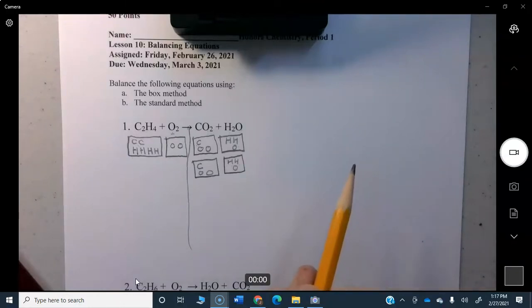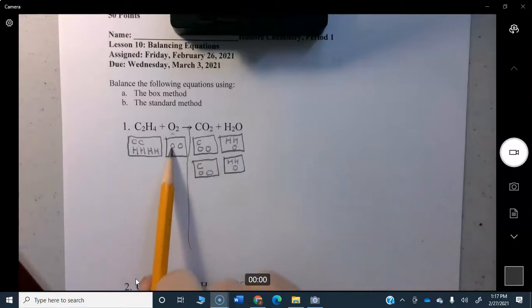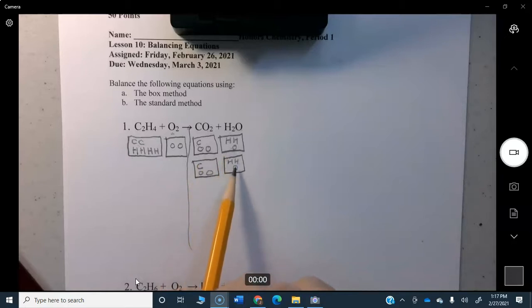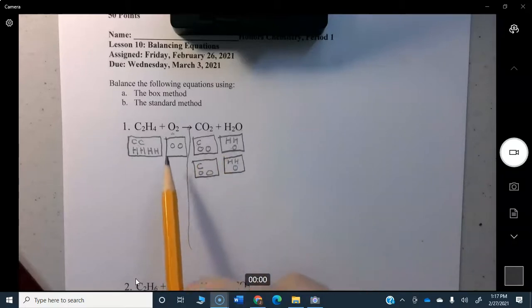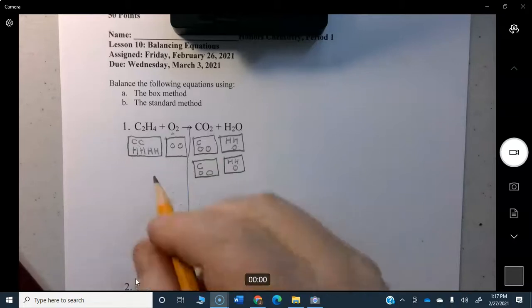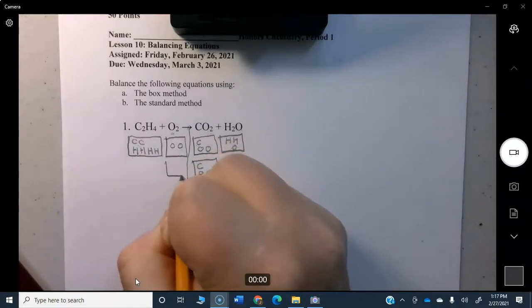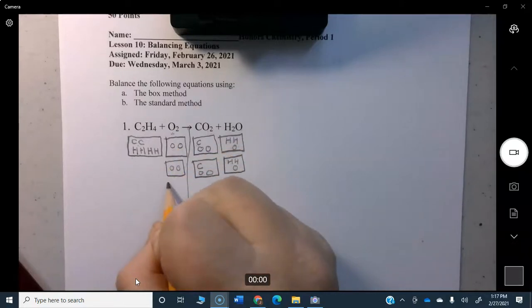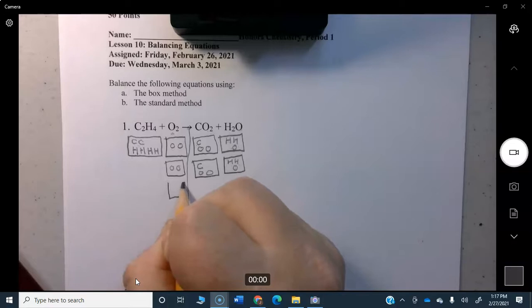So let's see how many oxygen we have. We have on the left side 2, 1, 2. Over on the right we have 1, 2, 3, 4, 5, 6. So we need to add boxes on this side because it's the least, until we have 6. So we're going to add another box of O2. That gives us 4. And now we need to add another box. And that gives us 6.